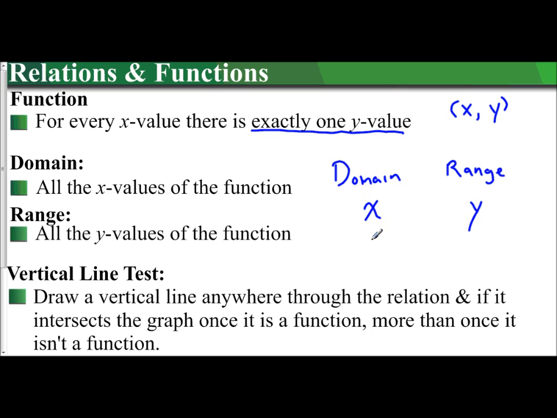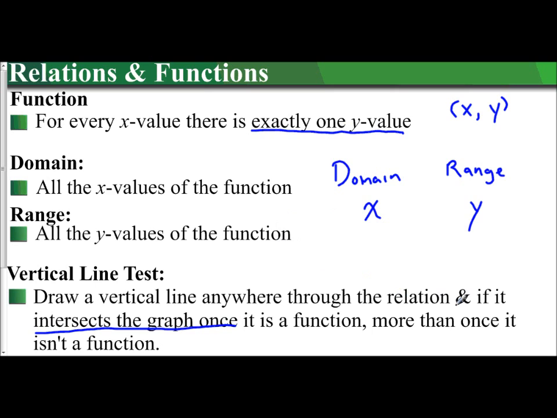Now if we go back up to this idea that there is exactly one y value paired up with every x for a function, we learned there's something called a vertical line test. If you draw a vertical line anywhere through the relation, through a graph, through a function, and if it intersects the graph once, it's a function. Because if it intersects the graph once, that means there is exactly one y value for that x. But if it intersects more than once, then it is not a function.